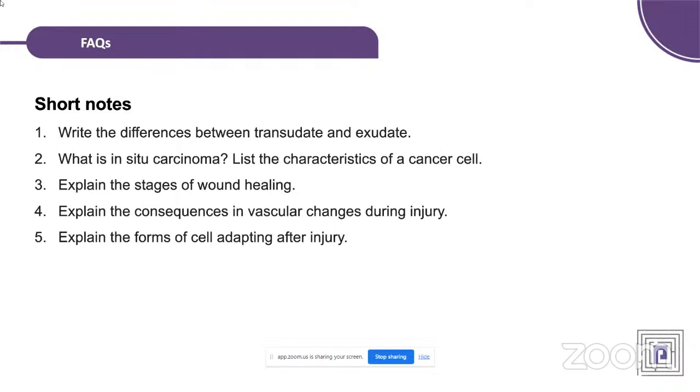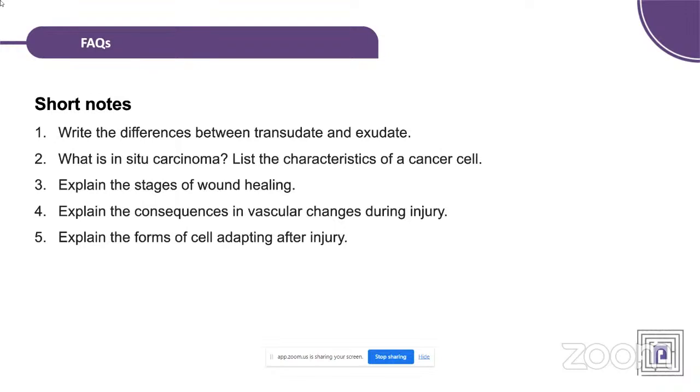And next, some differences between the both. The differences are low protein content in transudate and high protein content in exudate, and glucose will be the same as in plasma in transudate, and it will be low in exudate. Like that, you have to write everything like specific gravity, pH, and the cellularity, which is less in transudate and more in exudate.